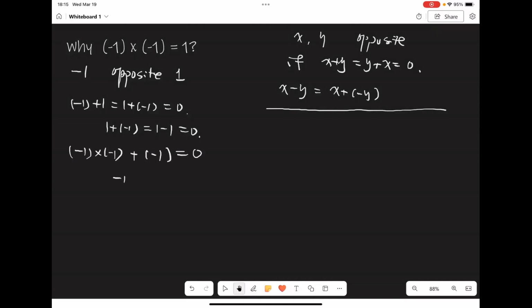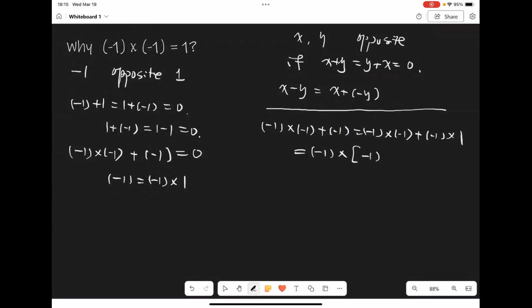To verify this identity, we observe that -1, in fact, is equal to -1 times 1. So -1 times -1 plus -1 is equal to -1 times -1 plus -1 times 1. Now we apply the distributive rule. We have -1 multiplied by -1 plus 1 inside the bracket.